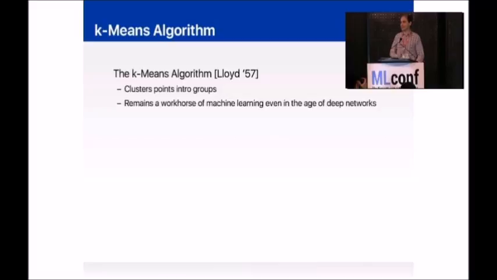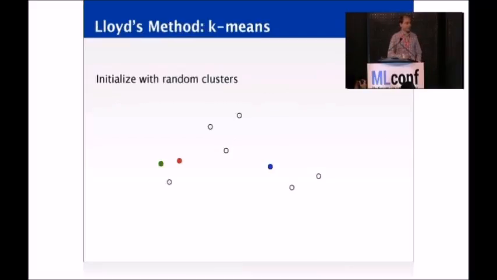What is k-means? Well, it's a clustering algorithm. We're clustering points into groups, right? If you don't know what k-means is, it's about 60 years old now. So the first publication's from 57, although it didn't appear in print until 1982. But you can talk to Bell Labs about why that happened or not happened. So how does it work?